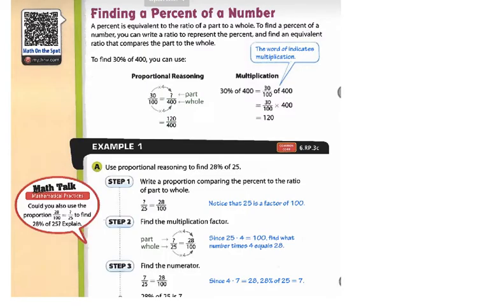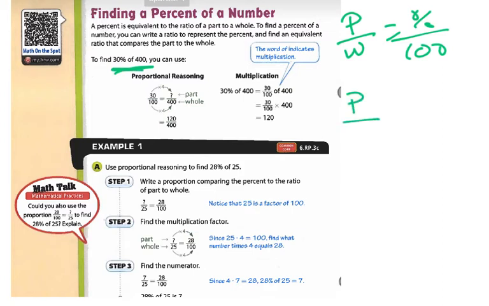Here they're showing us another example of finding percent of a number. So a percent is equivalent to the ratio of a part to a whole. To find the percent of a number, you can write the ratio to represent the percent and find the equivalent ratio that compares the part to the whole. That was a lot of words, but you guys all know how to do this already. I'm going to go part over whole equals percent out of 100. So here, we're looking for 30% of 400. I already set that up for you on the previous slide.